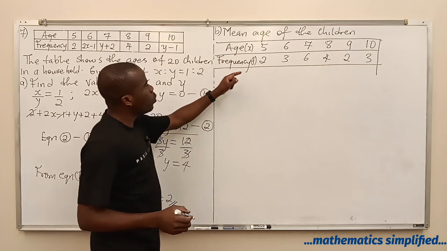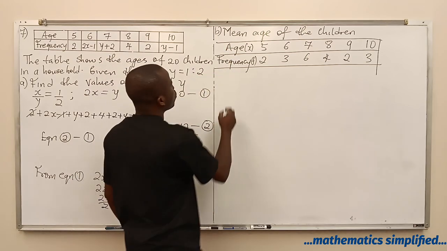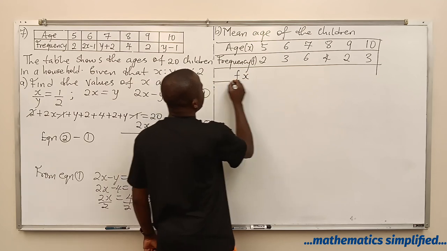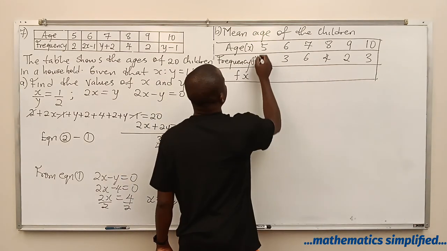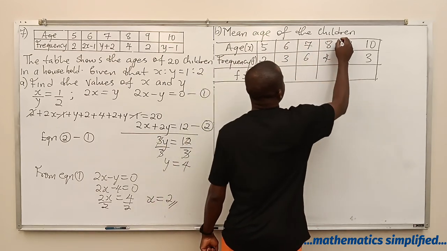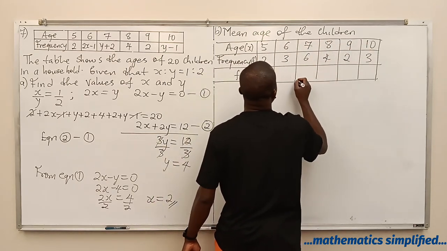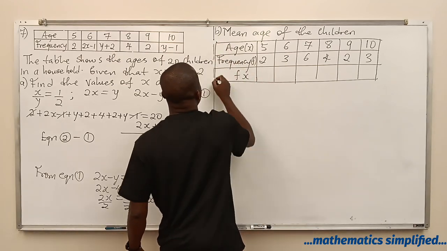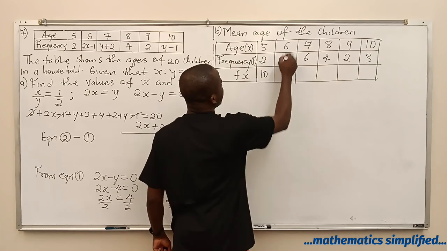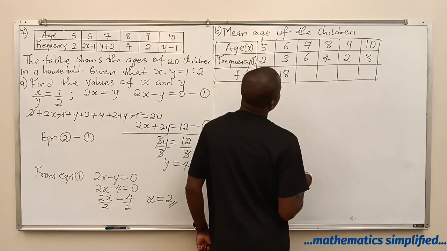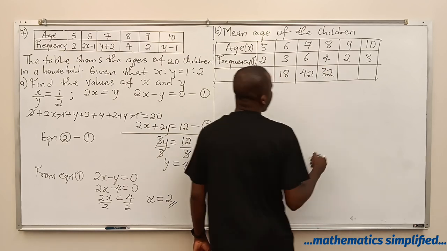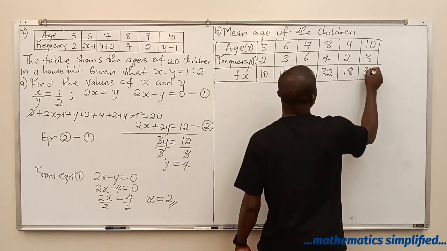And so for us to get the mean, we need fx. So f multiplying x, we'll need this. Five times 2 is 10. 6 times 3 is 18. 7 times 6 is 42. 8 times 4 is 32. 9 times 2 is 18. 10 times 3 is 30.